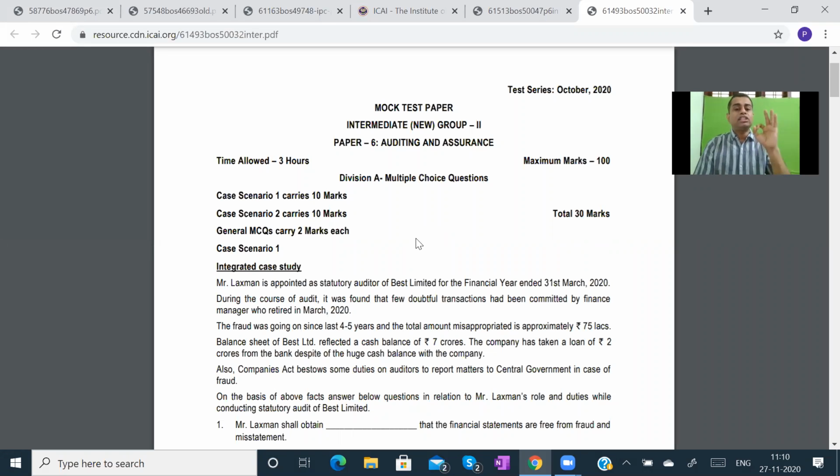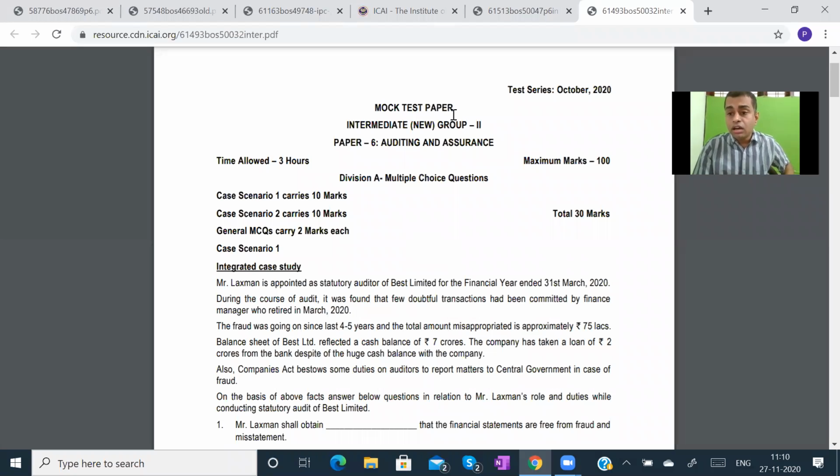In these 30 marks of multiple choice, there are two case study based scenarios. They'll give you one case, and after that they'll ask 5 questions. You need to answer in MCQ mode, which means they'll give you options A, B, C, D, and you need to pick the correct option. The third question will be a general MCQ, with no connection to the case study. So that is what it is going to be.